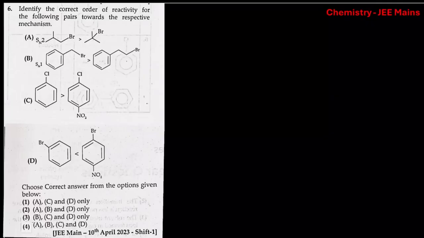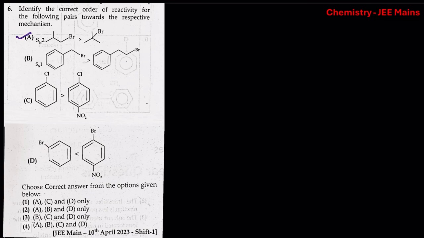Hello students. Next question. Identify the correct order of reactivity for the following pairs towards the respective mechanism. Now option A, the mechanism is the SN2 mechanism, and these are the two alkyl halides. Let this be alkyl halide 1 and this is alkyl halide 2. Now it is given that alkyl halide 1 is more reactive towards the SN2 mechanism, or it undergoes nucleophilic substitution by the SN2 mechanism more readily than alkyl halide number 2.